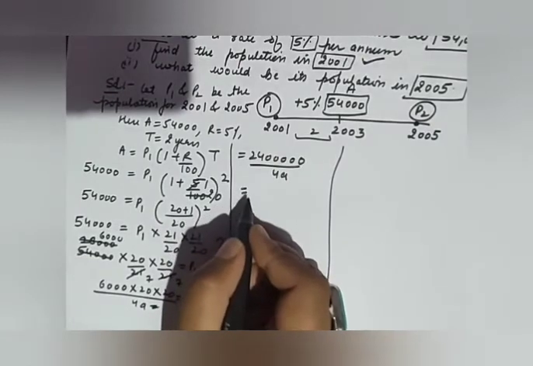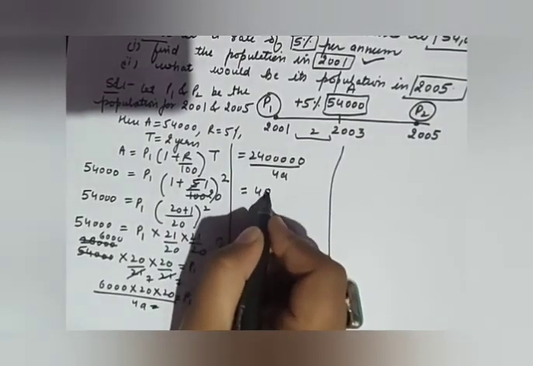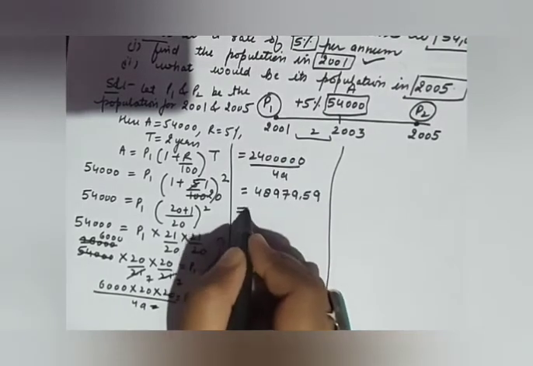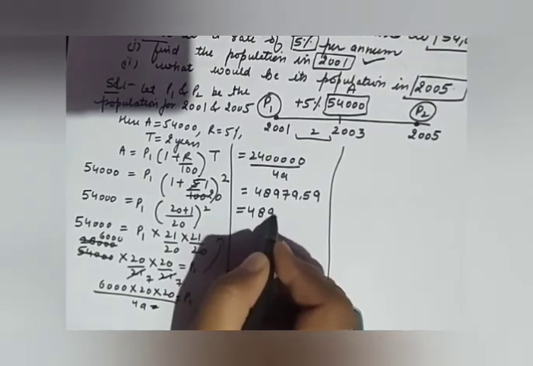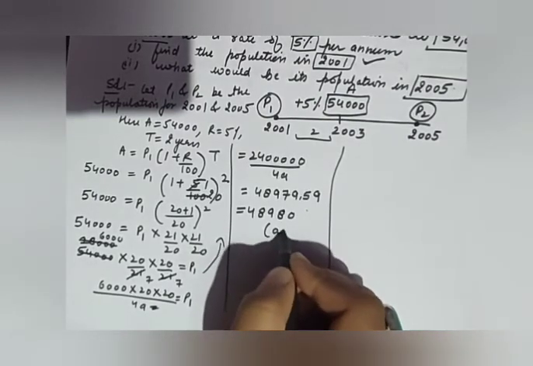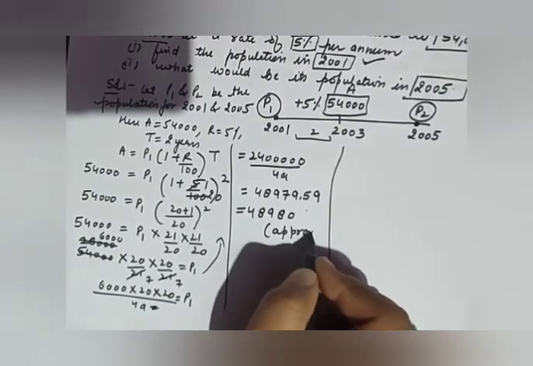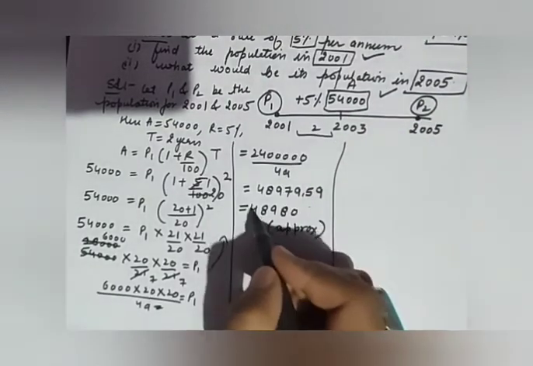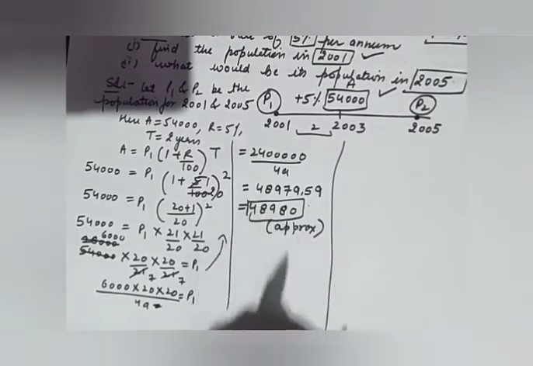This is equal to 48979.59, and that is equal to 48980 approximate. Okay, so it means the population that is 54,000 in 2003 is 48,980 in 2001. After this, we have to calculate the population for 2005.